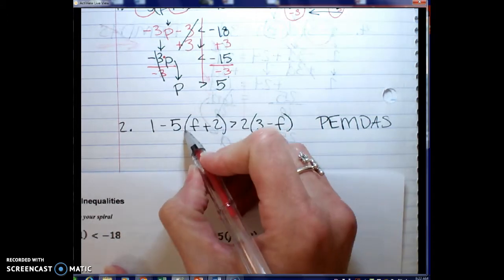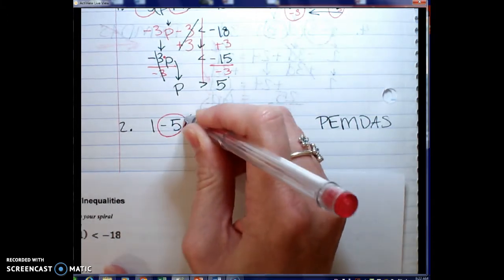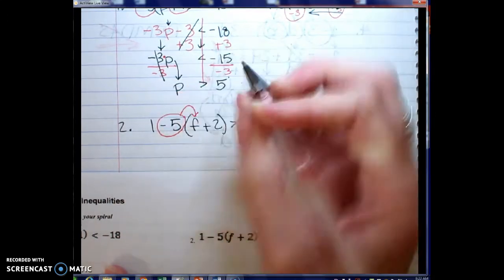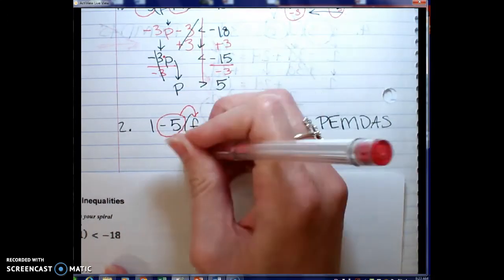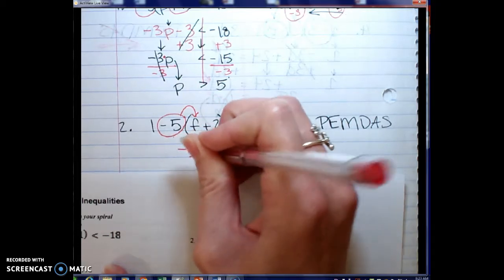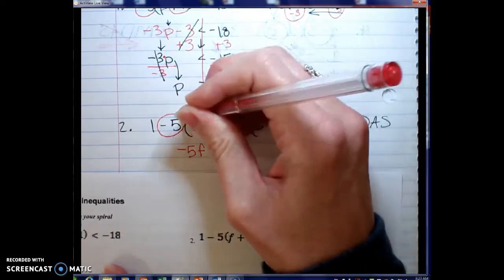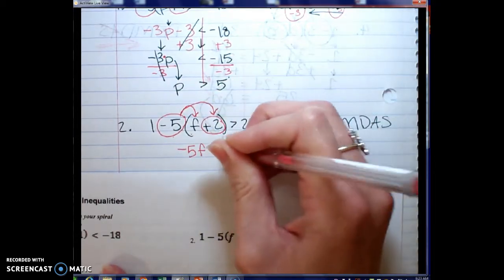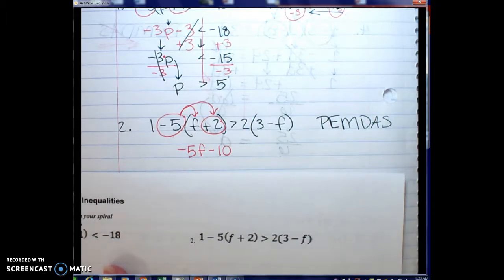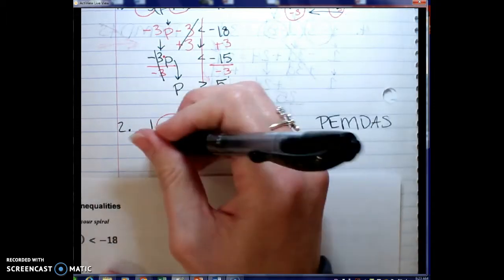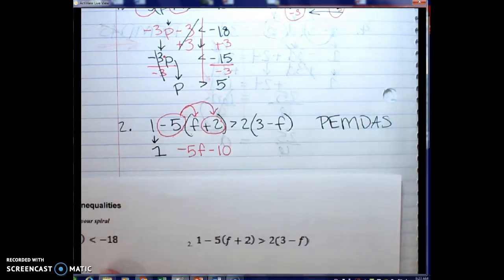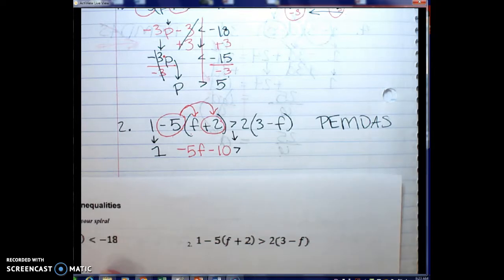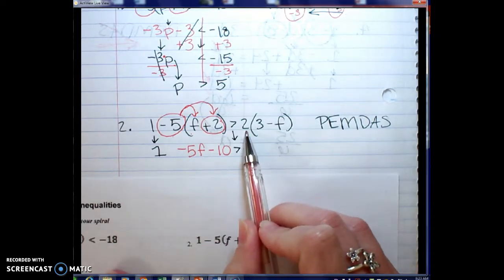So here in front of our first parentheses we have this -5 that's attached. We have to multiply that through in order to get rid of this first set of parentheses. So I'm going to do -5 times f, which will give us -5f. Then I'm going to take -5 and multiply it by a +2, and I get -10. From there I can bring down the one that was in front. I can bring down my inequality symbol of greater than.